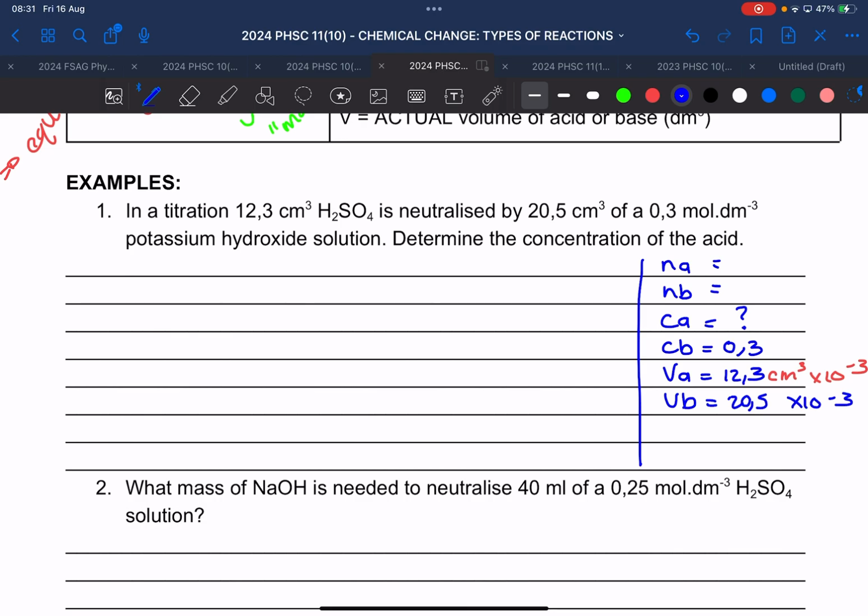What's the first thing that I write down? Yes, but in the equation, what do I have? What reacts with what? Sulfuric acid reacts with? Now, what does that look like? Okay, KOH.